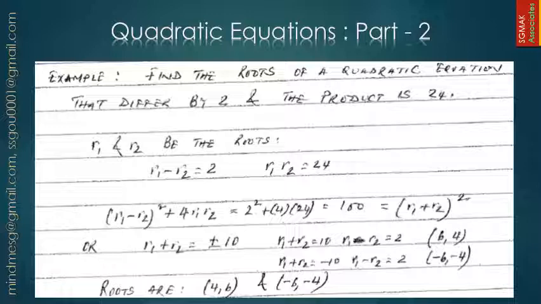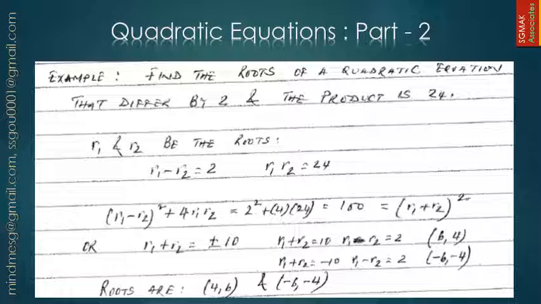So we can find with this expression, R1 minus R2 squared plus 4 times R1 times R2 equals R1 plus R2 raised to the power 2. So R1 plus R2 is plus minus 10. R1 minus R2 is 2. So you got two sets of solution. One for R1 plus R2 equals 10, and that gives you solution 6 and 4. The other one is R1 plus R2 equal minus 10, and that gives you solution minus 6 and minus 4.